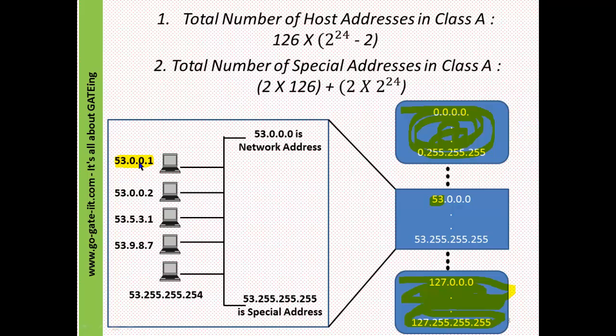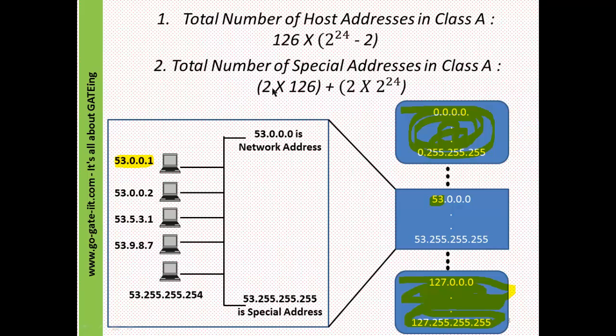So the IP addresses which are usable, or used to assign to some computer, from the class A classification are 53.0.0.1 to 53.255.255.254. Similarly, we will have 53, 54, 55, likewise from 1.0.0.1 to 126.255.255.254. That will be the complete set of usable IP addresses.